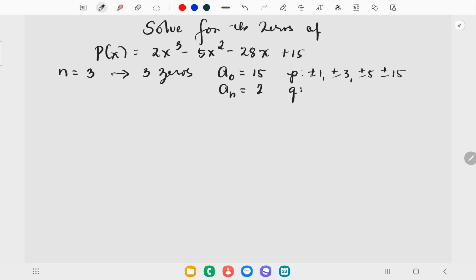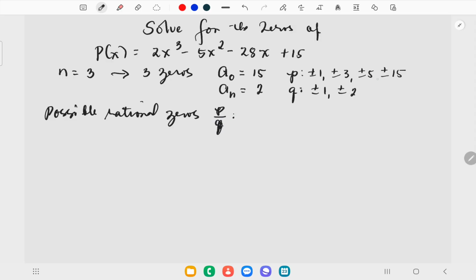The factors of the leading coefficient are also termed as Q. And what are the factors of 2? Plus and minus 1, plus and minus 2. Considering this, we have to write down all the different possible rational zeros. And what are these? The possible rational zeros are actually the P divided by Q.